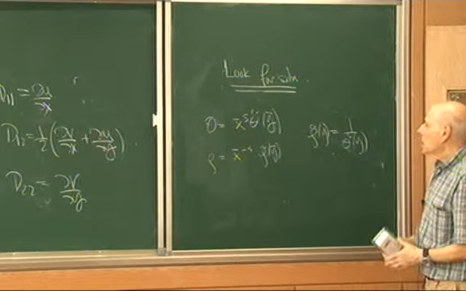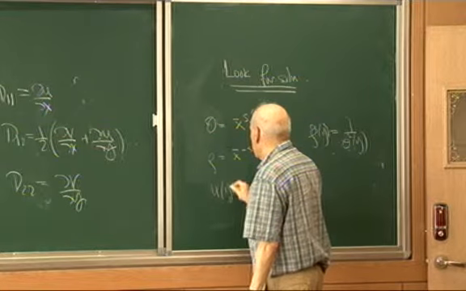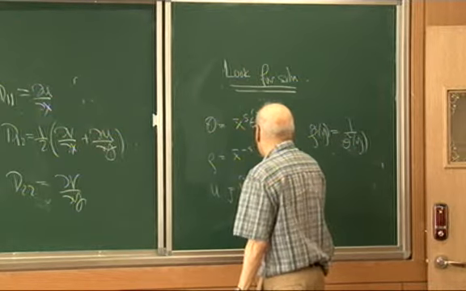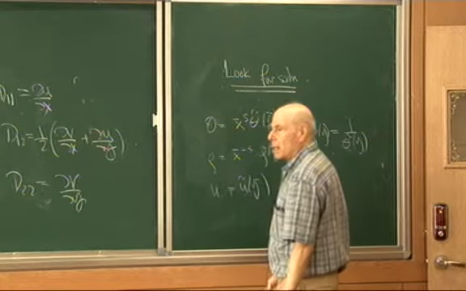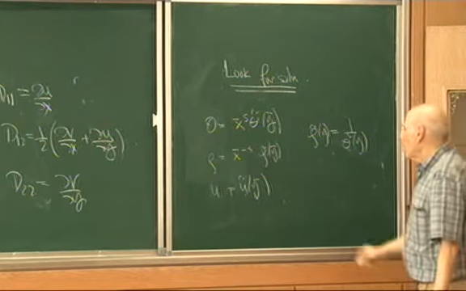And what else? u and v. We look for u just to be a function of y. Keep it simple. And v we already know is 0.